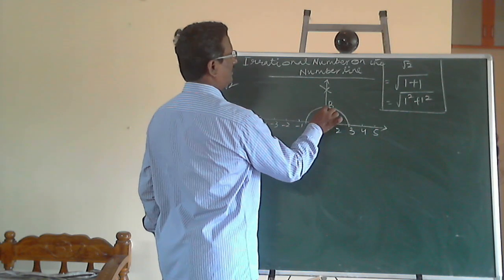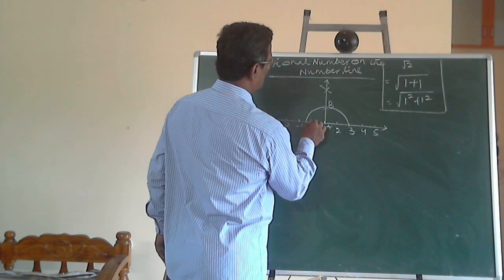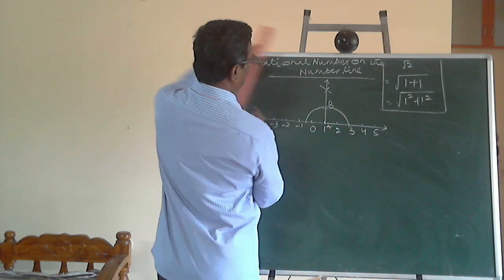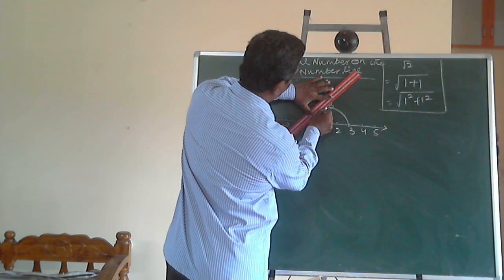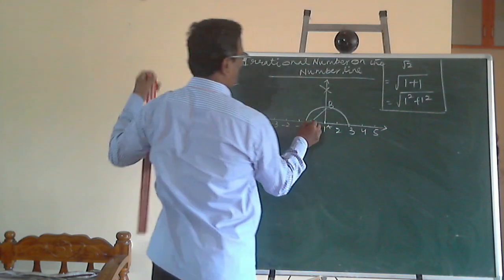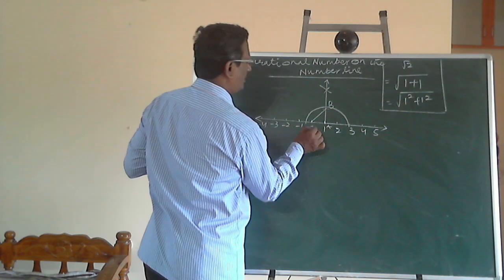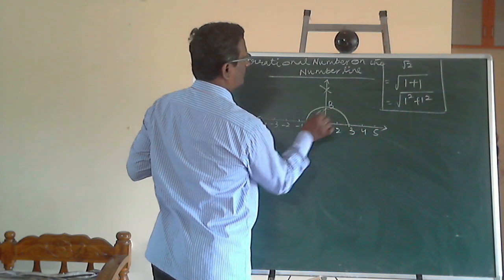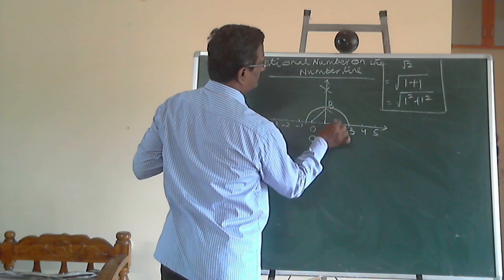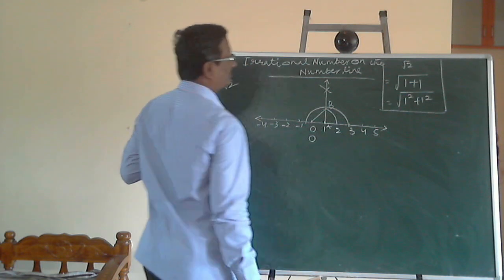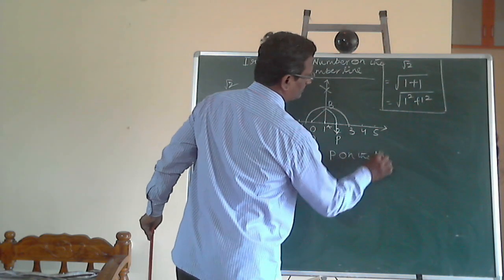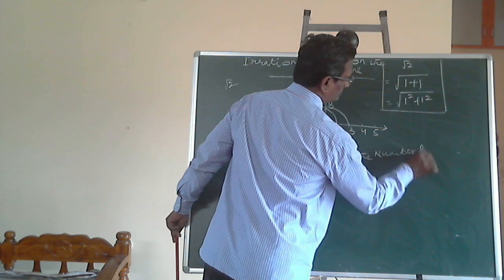Name this point B. With the origin O, representing 0, as center and OB as radius, draw an arc. We get a point P on the number line.